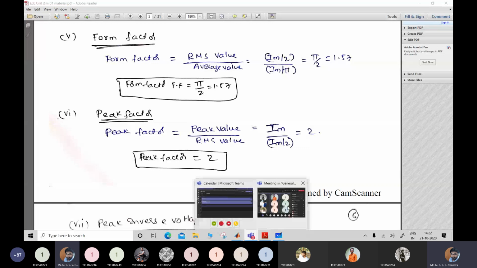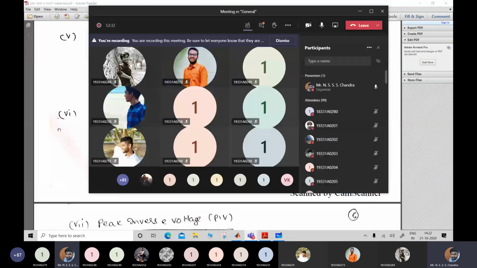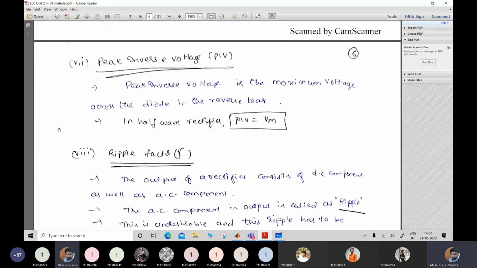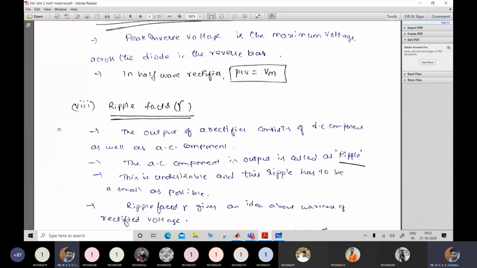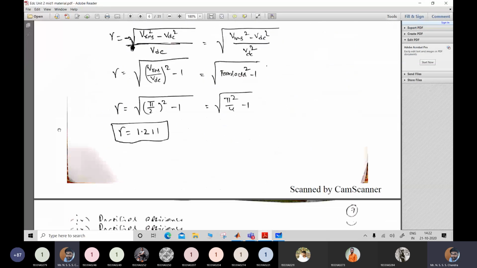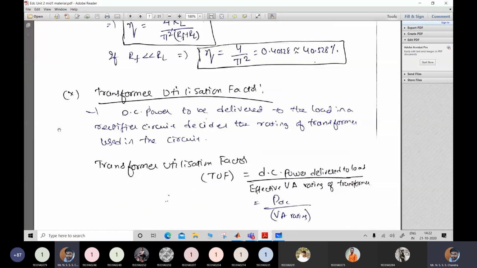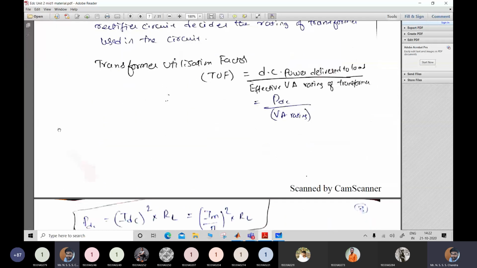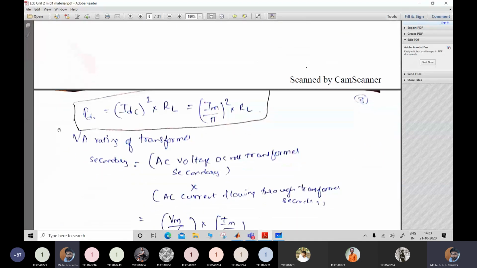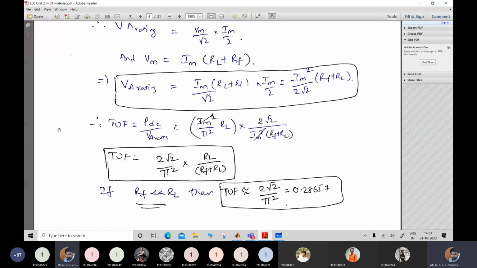and then we have covered peak inverse voltage, and ripple factor. Till now 8 terms we have covered. So 2 more terms are left out: rectifier efficiency and transformer utilization factor. These 2 terms are little complex. I will explain these terms at last, when I'm doing a comparison of your rectifiers, I'll derive these terms.